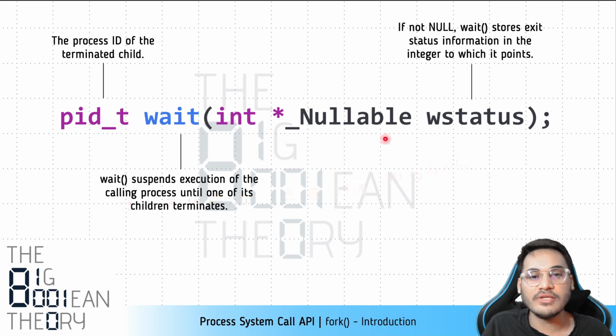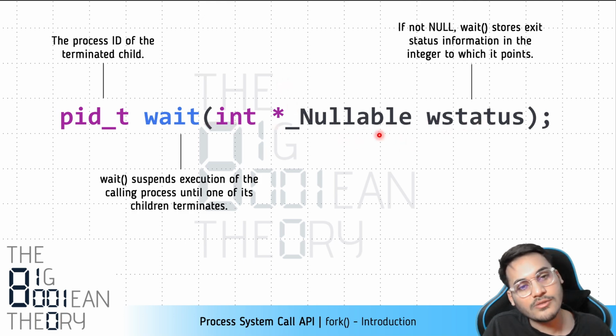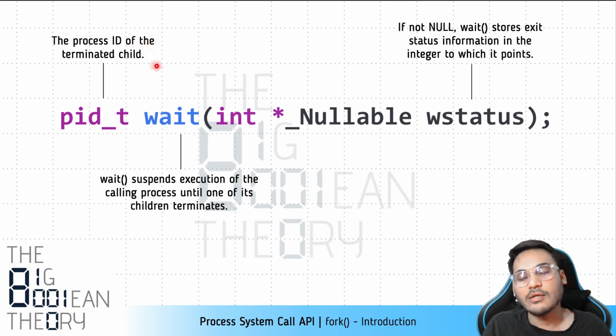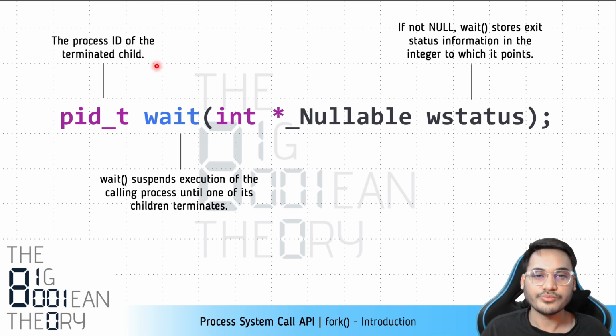So this is the interface of the wait system call. What arguments does it take? It takes an integer pointer. It can be null also, right? As you can see, if it is null, then we don't do anything. If it is not null, then this integer pointer is used to store the exit status of the child that has terminated. And what is the return value? It returns the process ID of the terminated child, right?